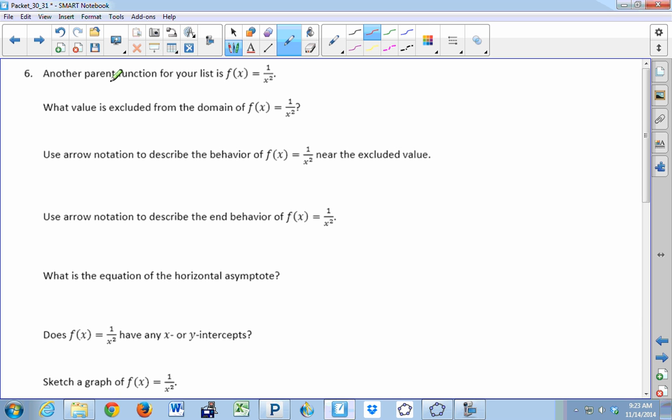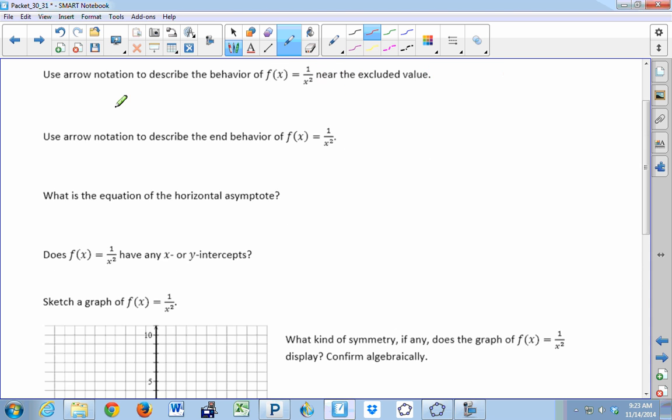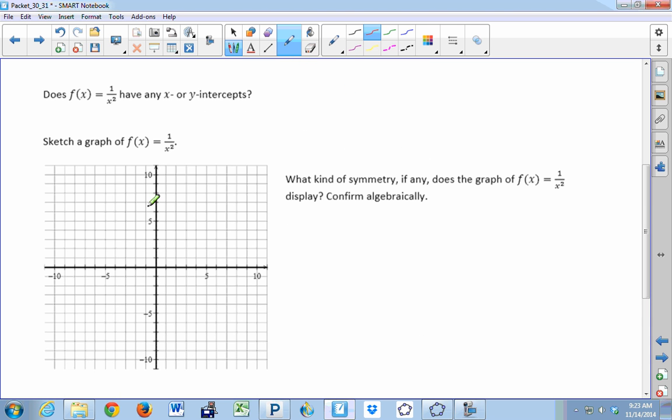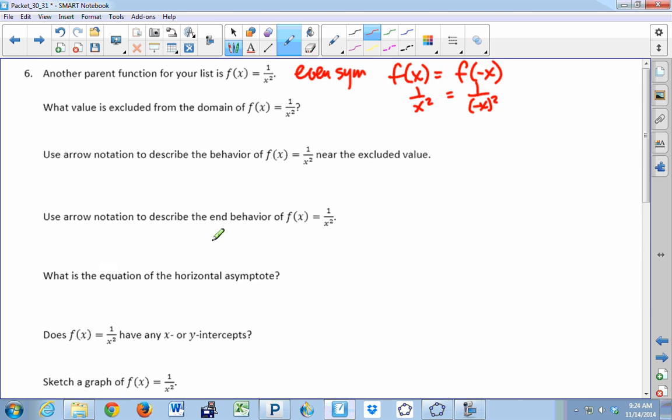It's going to have even symmetry, absolutely, because f of x is definitely going to equal f of negative x. f of x is 1 over x squared, and when I put negative x in and square it, I get exactly the same thing. So it's definitely going to have even symmetry, which tells you that whenever you graph this, it's going to have a mirror reflection over the y-axis. So that's very different.